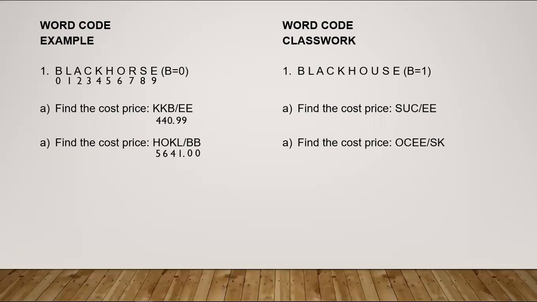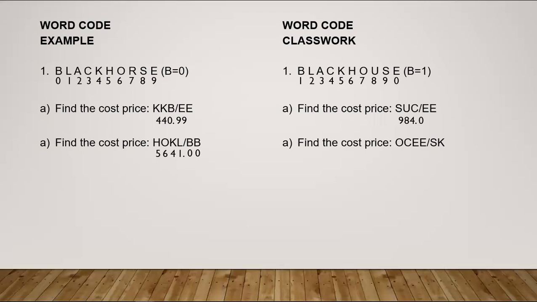It should be done now. Note that B is 1, L is 2, A is 3, C is 4. And when you get to 9, you go back to 0. So when you write the cost price for SUC, behind the letter S we've got 9. Behind the letter U, we have 8. And C will be 4. That will be comma 00. So it's 984 rand.